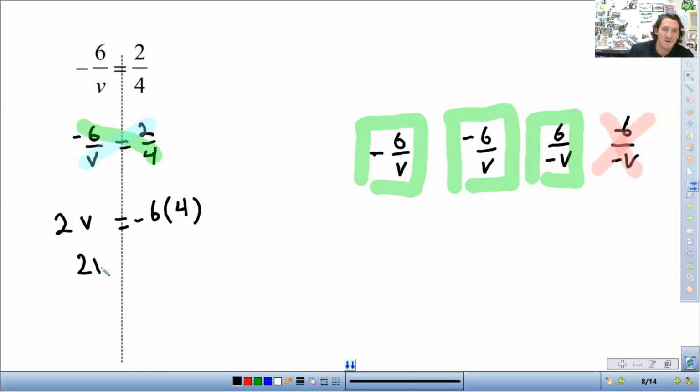So it's going to be 2v, negative 6 times 4, negative times a positive is a negative. 6 times 4 is 24. And then last step, this is 2 times v, opposite of multiplying by 2 is dividing by 2. So the 2's cancel out, and I get v is equal to negative 12.